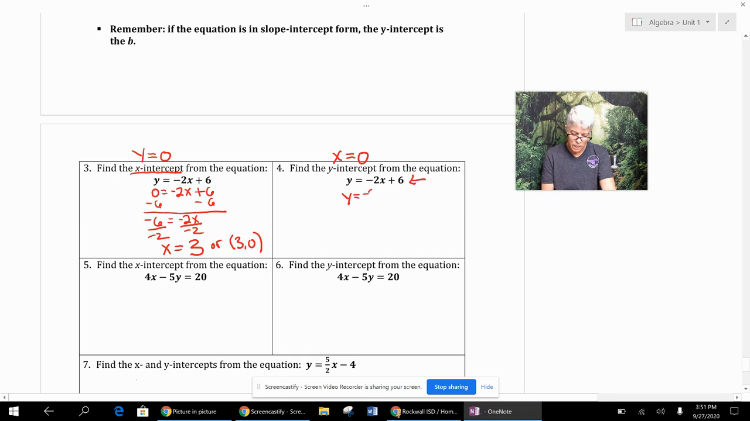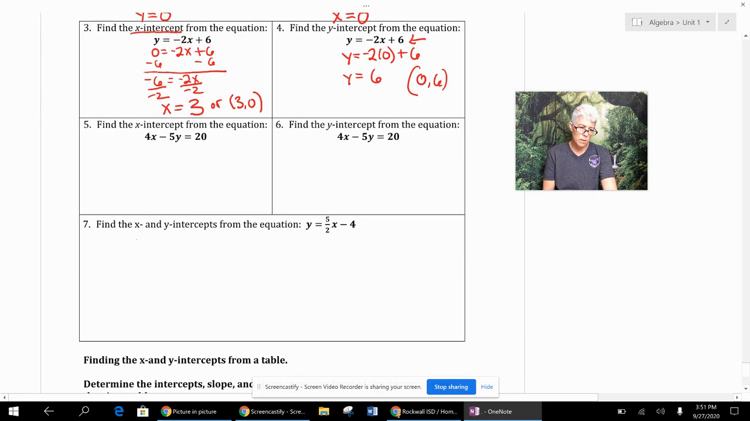Y equals negative 2 times 0 plus 6. And that is why the middle part kind of zeroes itself out, and you're left with 6. So the y is 6, or you could say (0, 6). Pretty easy stuff. Let's look at another one.